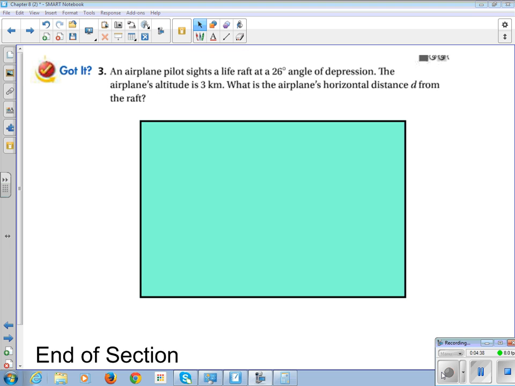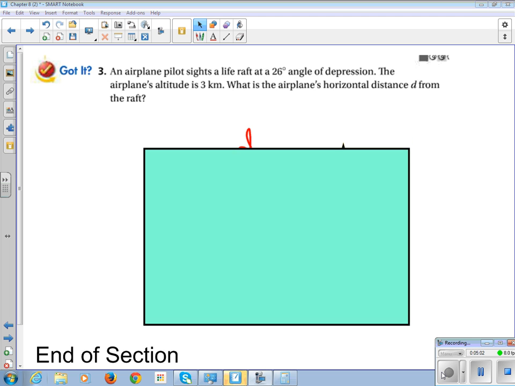Okay, let's look at the second problem. An airplane pilot sights a life raft at 26-degree angle of depression. The airplane's altitude is 3 kilometers. What is the airplane's horizontal distance d from the raft? Always, always, always make a picture. Without a picture, this problem is nearly impossible.